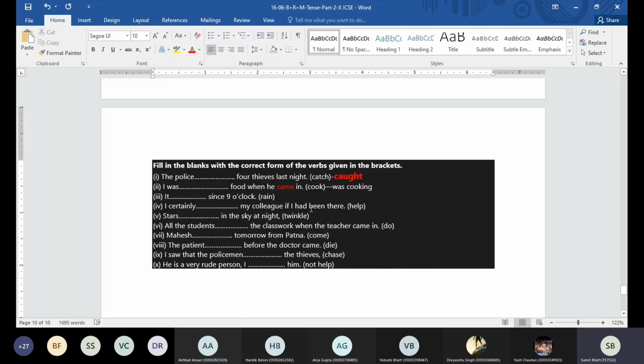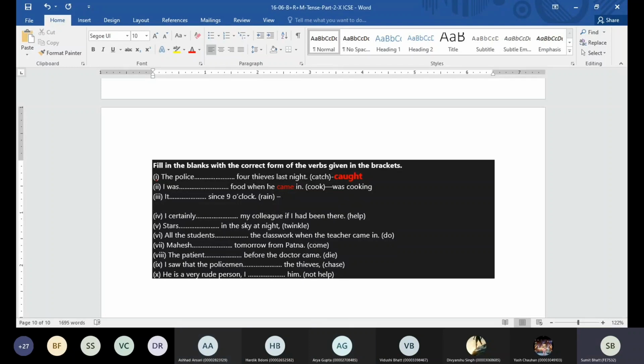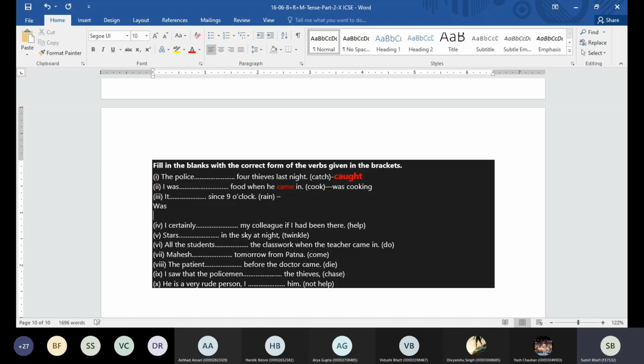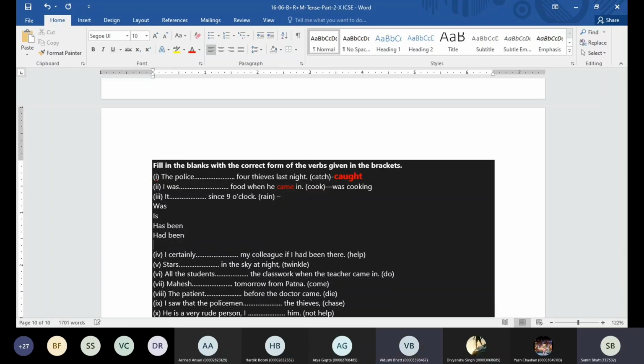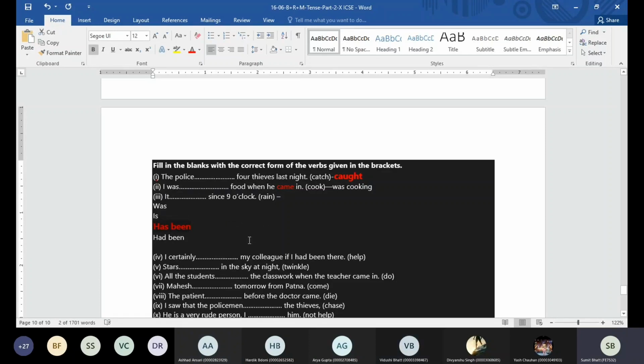It has been raining since 9 o'clock. Was raining, has been raining, or had been raining? Has been raining. Okay, why are we not using had been raining here? What's the reason? Because it's continuous. Because it is not completed yet. I'm saying it has been raining since 9 o'clock. I'm giving you some options: was, is, has been, and had been. Which one is correct? Has been. That is correct. But why didn't we go for had been? That's the question.